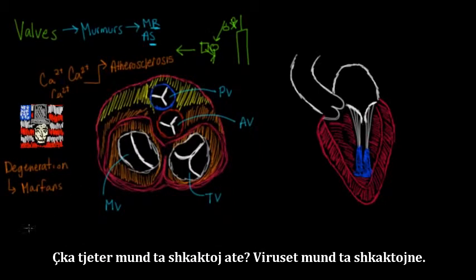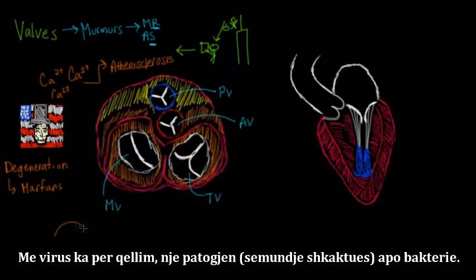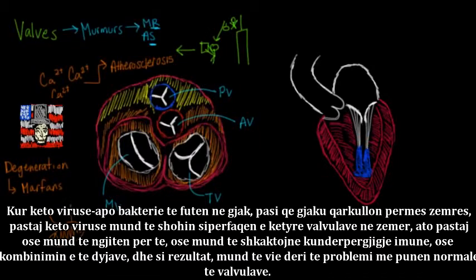So what else can do it? Well, bugs can do it. And when I say bugs, I don't mean an ant or a fly, but rather a pathogen or a bacteria or virus. And so these bugs can actually get into the blood, and since all the blood goes through the heart, then these bugs will actually see the surface of the valves in the heart, and they can either stick to it or cause an immune response or a combination of the two, and as a result you can get problems with the normal working of a valve.